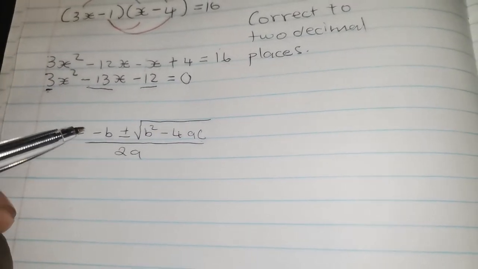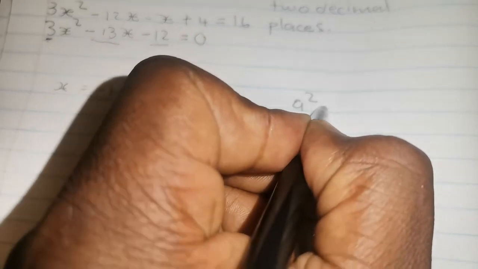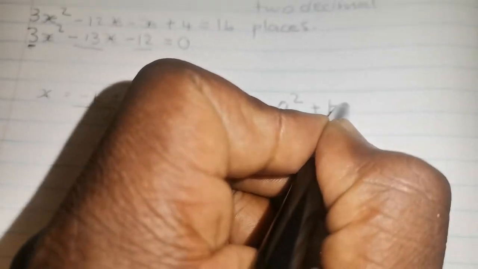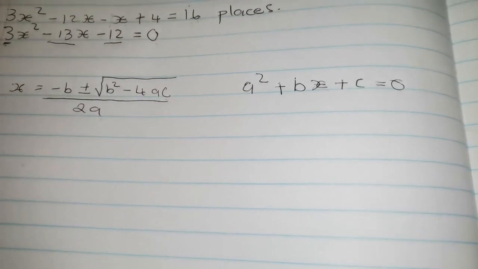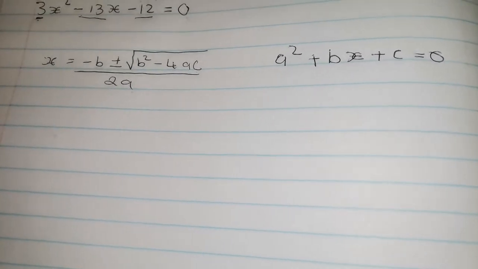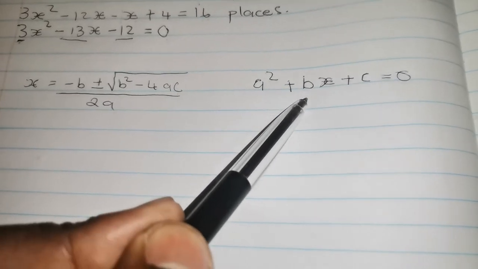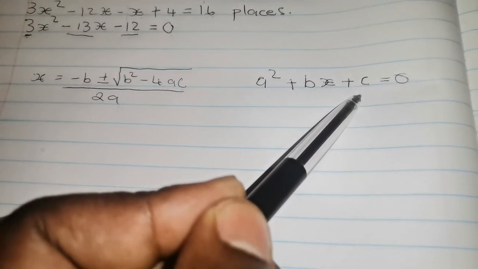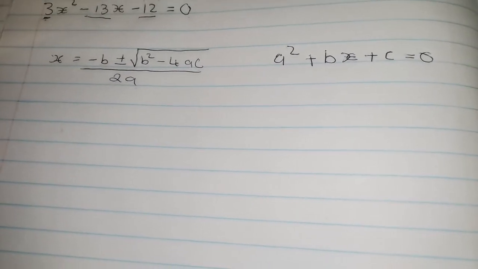Remember, the basic form of a quadratic is going to be ax squared plus bx plus c equals 0. This is the basic function of a quadratic or parabola function. And here your 3 is your a, then your negative 13 is b, then your c is negative 12. You're going to substitute into this formula, then it's going to be simple for you.